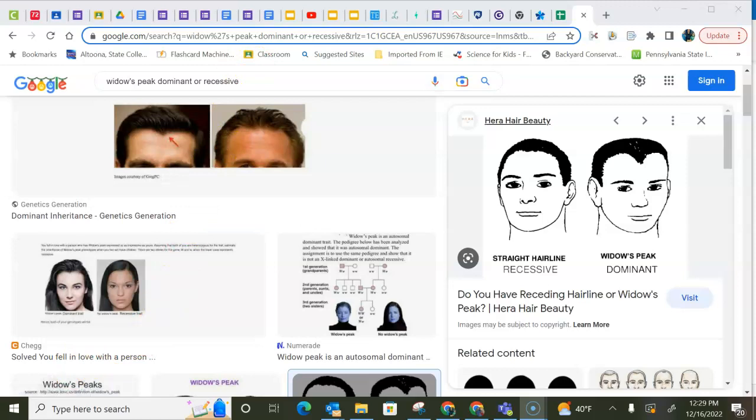Another trait is the widow's peak. This one here is your straight hairline. You'll notice that some of your classmates do not have this. But the actual dominant trait is this widow's peak, where you kind of look like the Count from Sesame Street. You get that nice point, and you'll see a lot of people have a part that sometimes goes right down the widow's peak, or they part it off to the side of the peak, but it's usually very distinct when they pull their hair back.